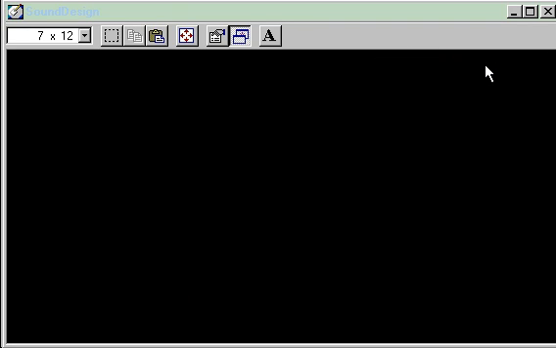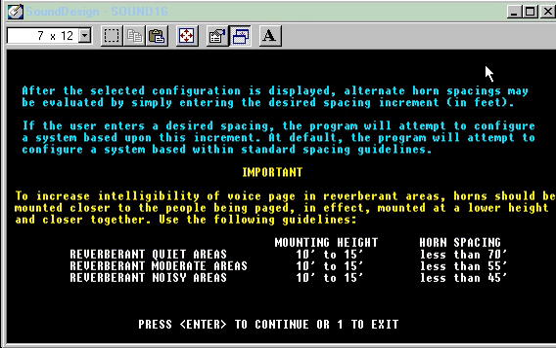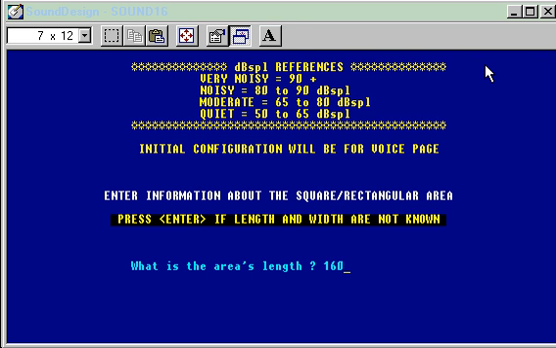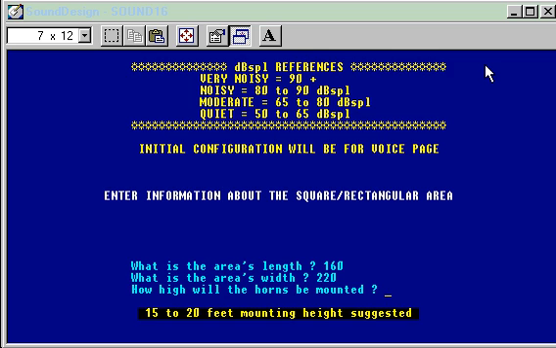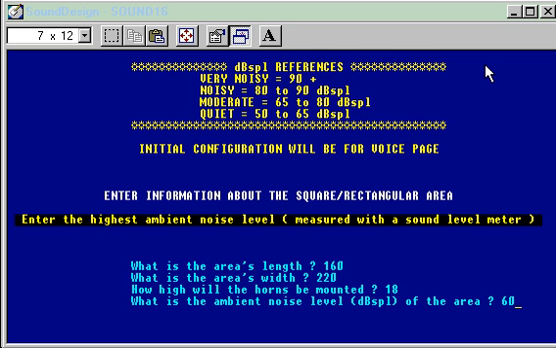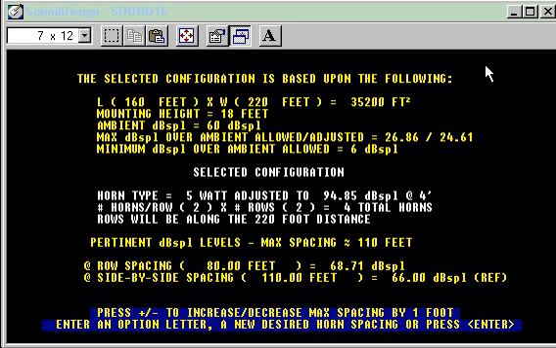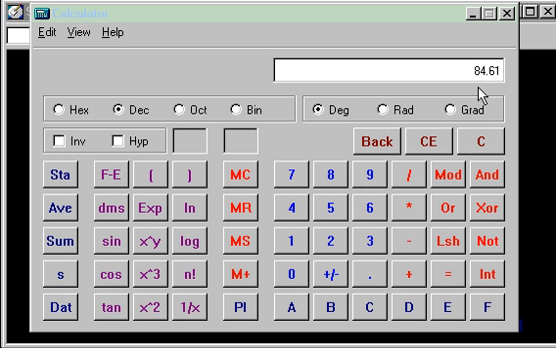Now let's go through option A, pressing enter. I'm going to put in a room that's 160 by 220, and we'll use that 18-foot mounting height and 60 dBSPL. Notice that this number, 24.61, added to the ambient noise level of 60 dBSPL, would be 84.61. That's exactly what we calculated here. That's how we determine the maximum dBSPL over ambient.